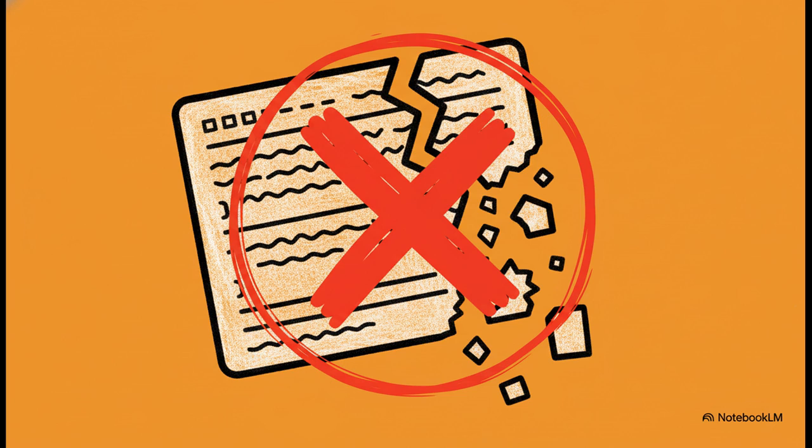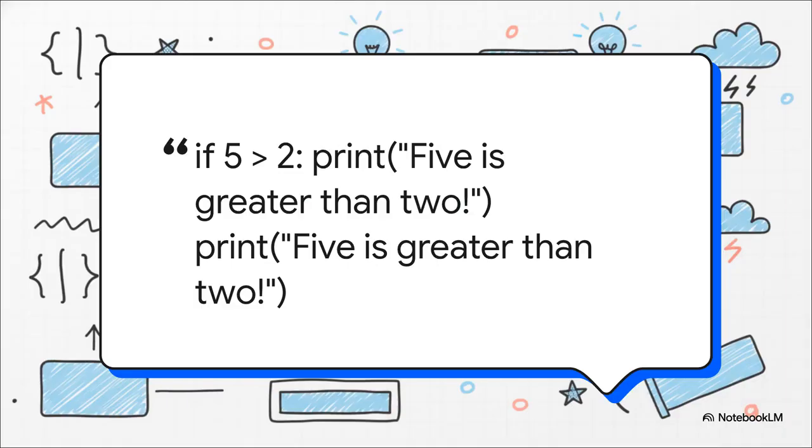Mixing the number of spaces inside the same block is a guaranteed syntax error. Just look at this example. The first print line is indented with 4 spaces, but the second print line, which is supposed to be in the same group, has way more. Python sees that mismatch and just stops. It's an indentation error every time.